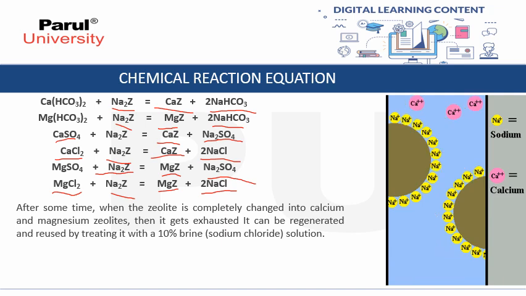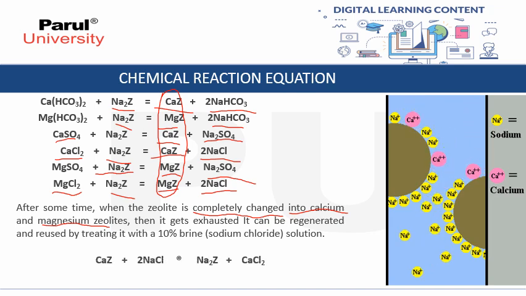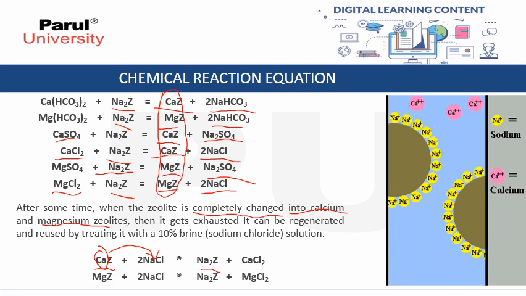So after some time, when the zeolite is completely changed into calcium and magnesium zeolite, it reaches the exhausted state. It can be regenerated and reused by treating it with 10% brine solution, that is sodium chloride solution, where the calcium and magnesium ions are again replaced by the sodium ion. So in calcium zeolite, the sodium ion was replaced by calcium. When we treat it with the 10% brine solution, this calcium ion will be replaced by the sodium ion. Similarly, the magnesium ion will be replaced by the sodium ion.